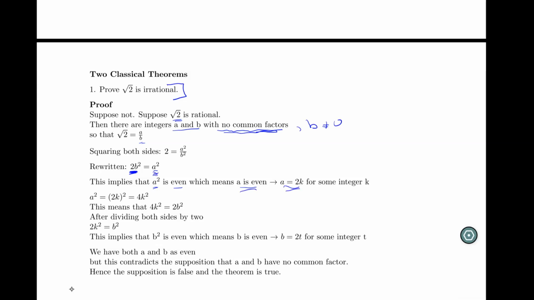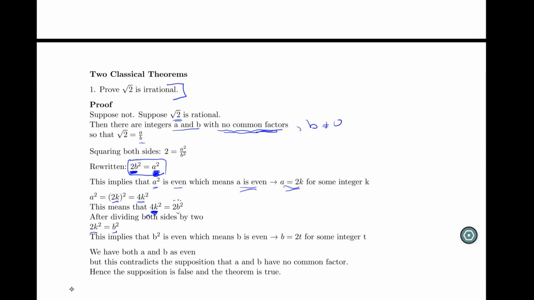Okay, so if a is equal to 2k, I'm going to put it in there. So I get a squared is 4k squared. Okay, so I'm rewriting this. So instead of a squared, I'm putting in 4k squared, right? This is this. And then I'm carrying along my 2b squared. All right, so now I'm going to divide both sides by 2. So I get b squared is equal to 2k squared.